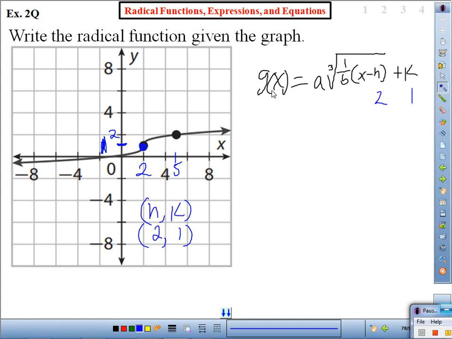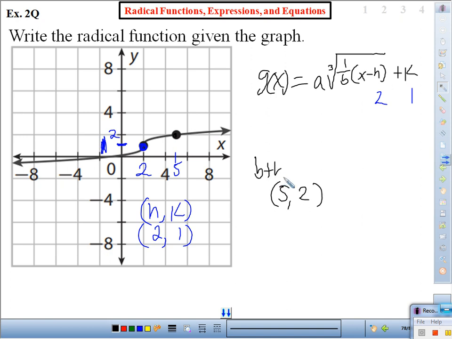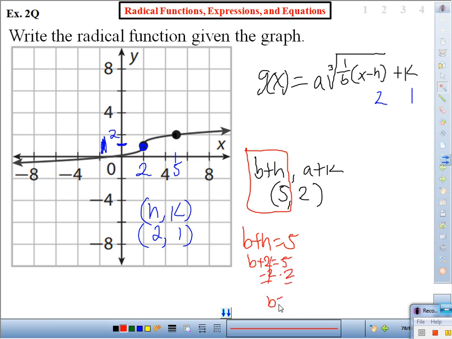So you should have written your form. From there, identify the vertex, h, k, which is 2, 1. Substitute in there. And from there, you identify the second point. What's my second point given? 5, 2. And then we write b plus h, comma, a plus k. And we identify what b is. We write b plus h equals 5. But instead of h, we substitute 2. B plus 2 equals 5, minus 2 minus 2. B equals 3. That goes right there.